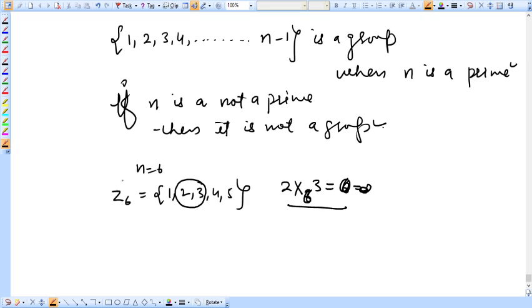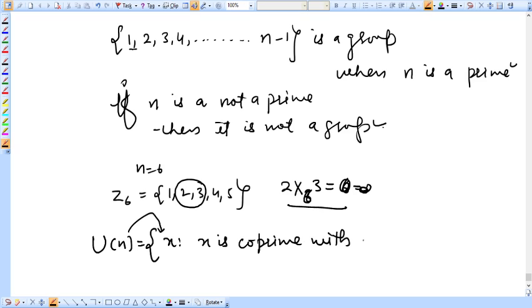If n is not a prime, then we will have to take only those numbers which are co-prime with n. This group is known as Un. Un contains all elements x such that x is co-prime with n. Okay, right?